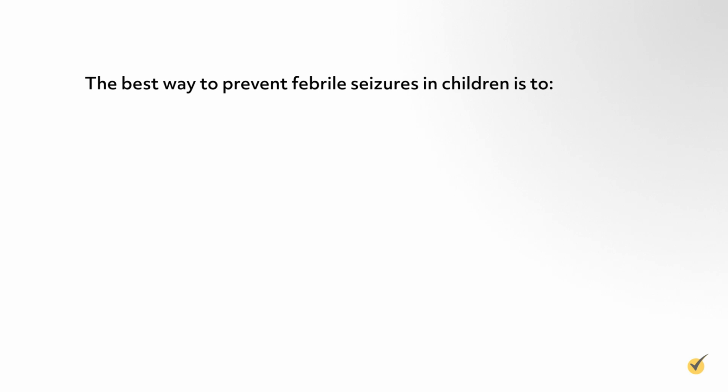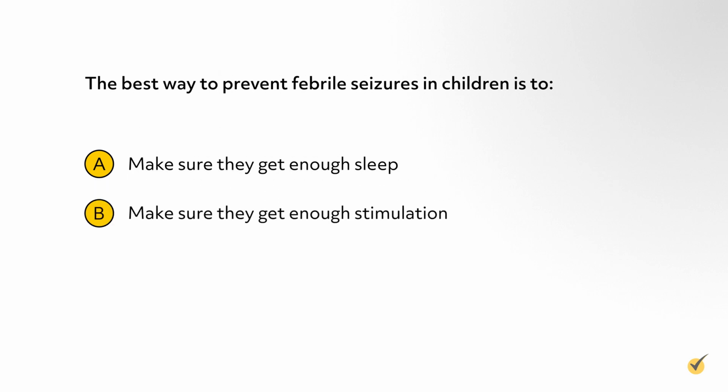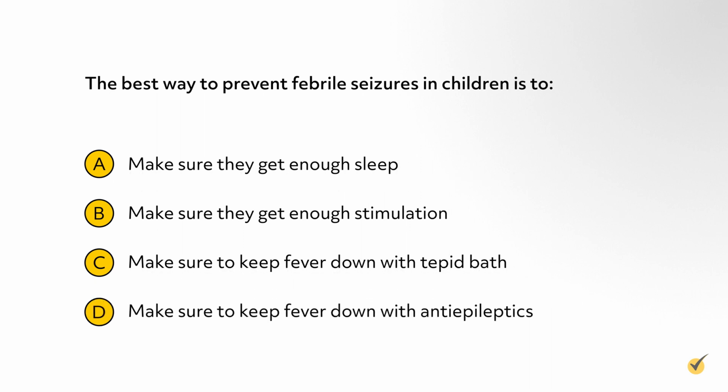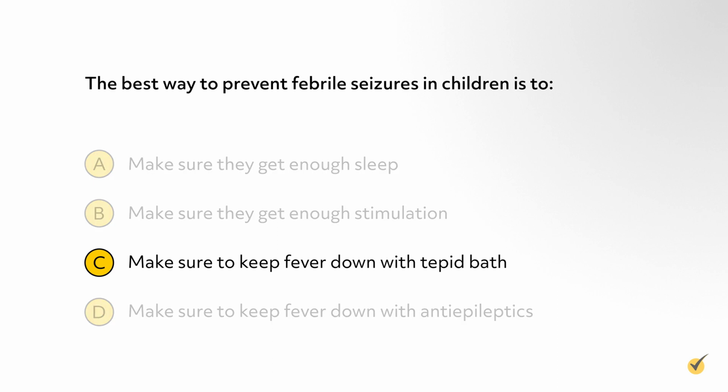Okay, now that we've covered everything, let's look at a couple of review questions. Number 1, the best way to prevent febrile seizures in children is to A, make sure they get enough sleep. B, make sure they get enough stimulation. C, make sure to keep fever down with a tepid bath. Or D, make sure to keep fever down with anti-epileptics. The correct answer is C. A tepid bath and some over-the-counter fever-reducing drugs are the best ways to prevent febrile seizures in children.